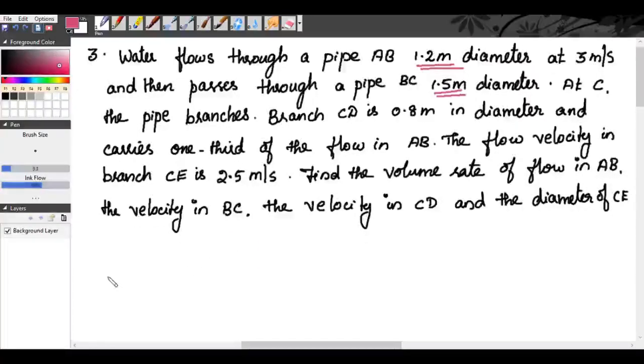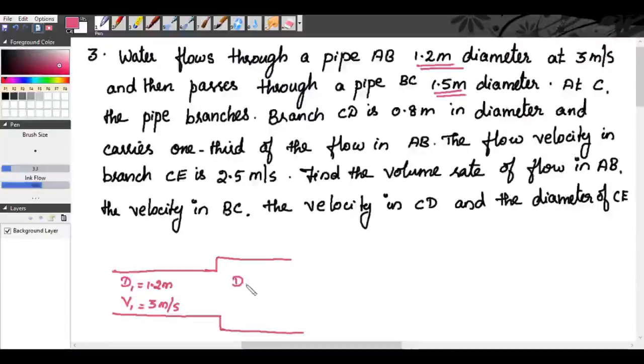Okay, we will draw it neatly. We have one pipe AB. So this pipe AB is 1.2 meter diameter. So here D1 is equal to 1.2 meter. Now velocity V1 is equal to 3 meter per second. Now this passes through another pipe BC of 1.5 meter diameter. So the diameter is increasing, right? So this diameter is 1.5 meter. So D2 is equal to 1.5 meter.